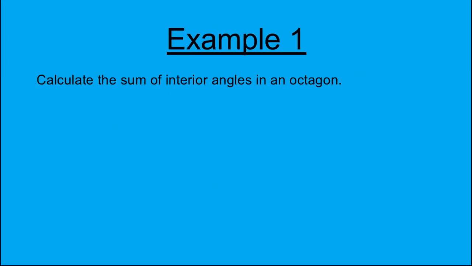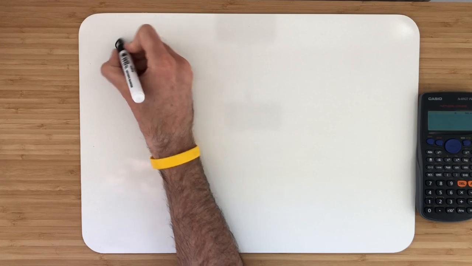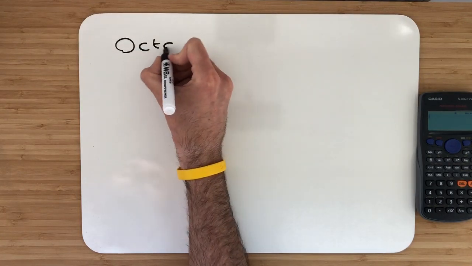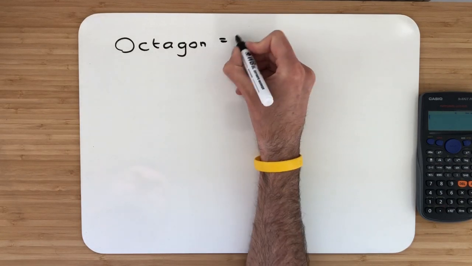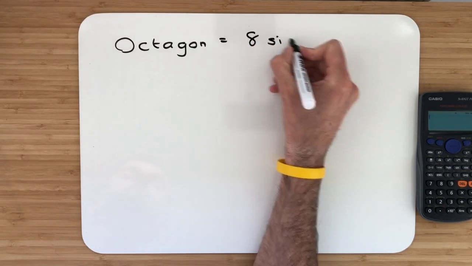Example 1. Calculate the sum of interior angles in an octagon. We want to calculate the sum of interior angles in an octagon. So the first thing we have to know is how many sides there are in an octagon. So we've got an octagon, which has 8 sides.